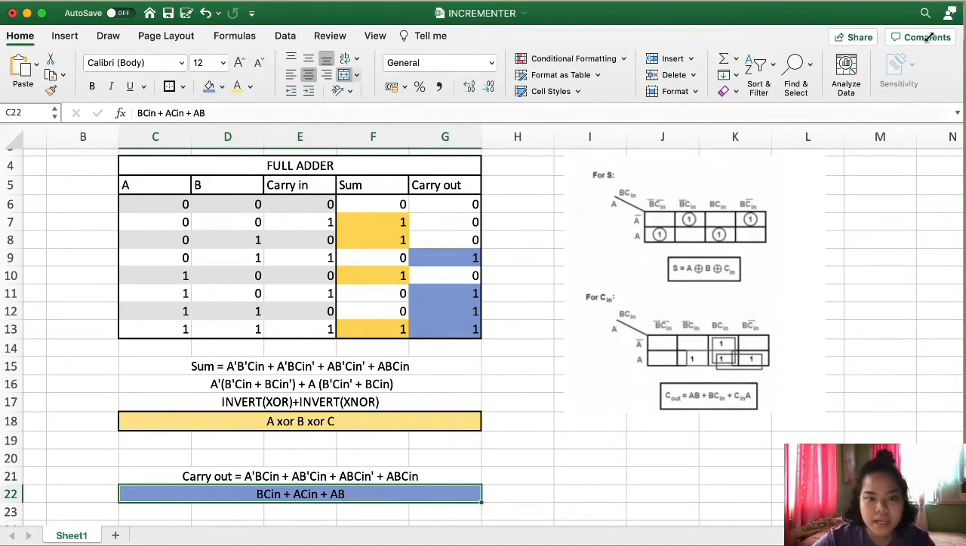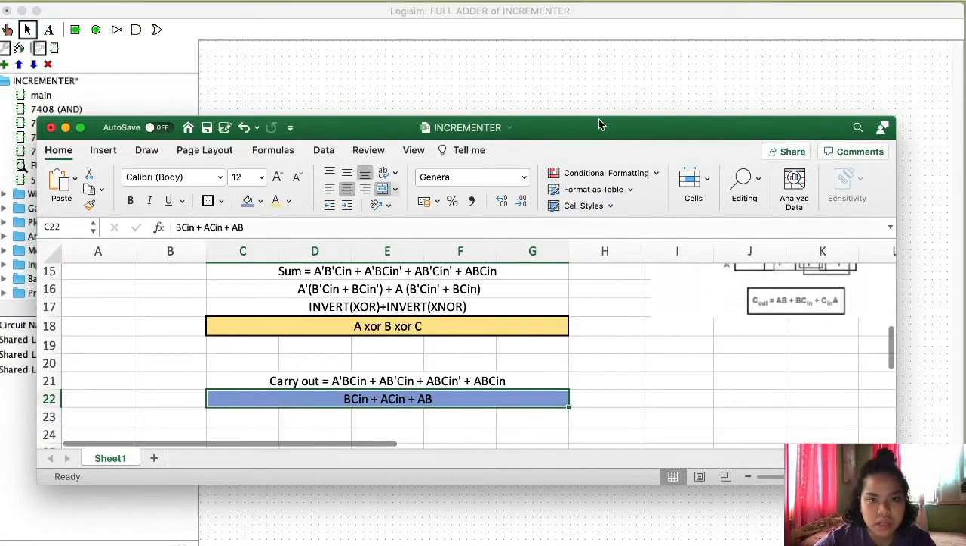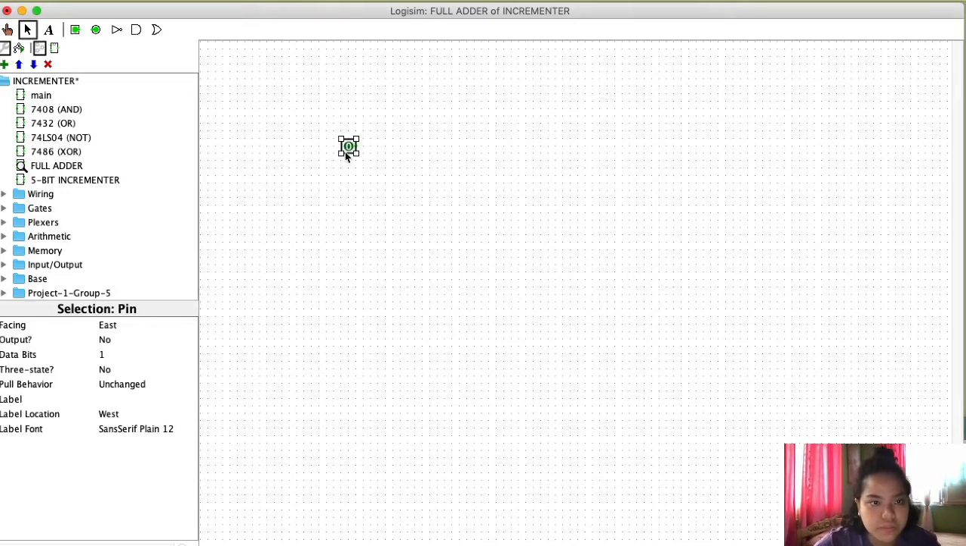I will just minimize this first so we can still see our SOP equations, and I will just put it down here. So we will first do A XOR B XOR C, which will be our output for the sum. So we would just have to get our 3 inputs. This will be A. Then we will just copy that. And then the second one will be B. Then the final one would be our carry in.